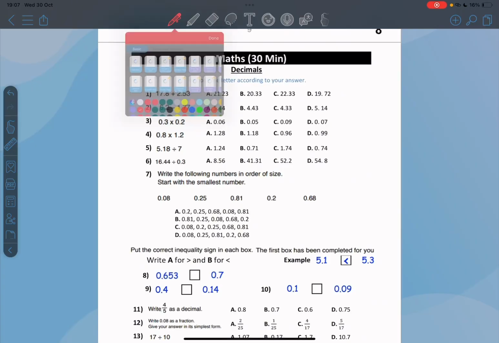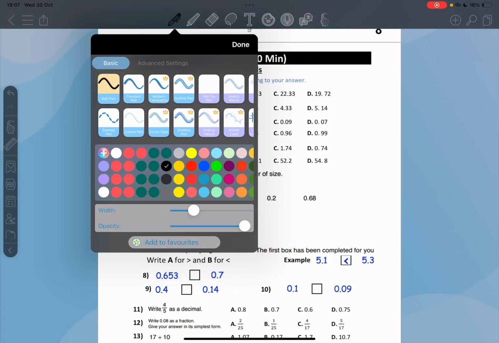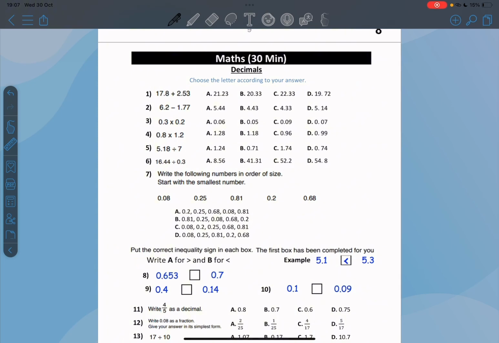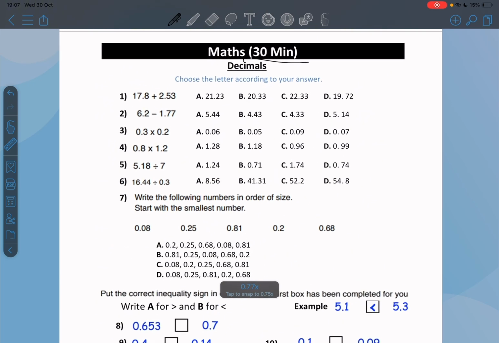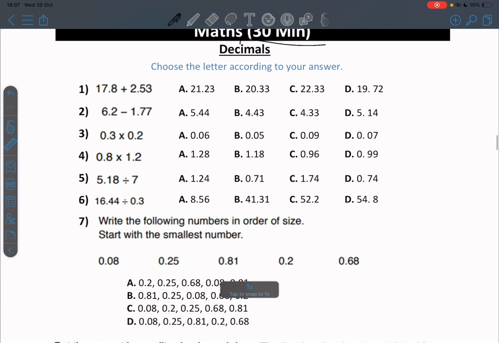Alright, maths question, I believe 1. Maths question 1. 30 minutes for this. So, how do we add decimals? Well, adding and subtracting is exactly the same as normal.